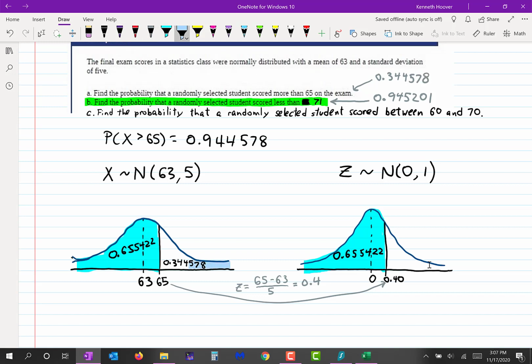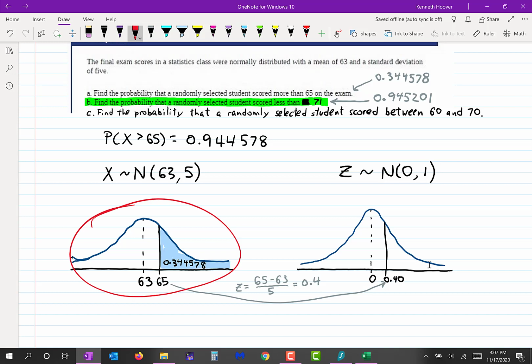Okay. So that's how you do that kind of question. Erase this stuff here. And there's our picture that goes with this answer. Okay, we'll do more practice in the next lecture.